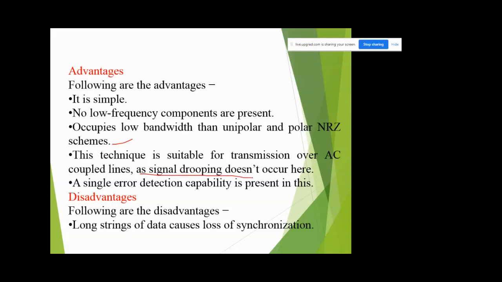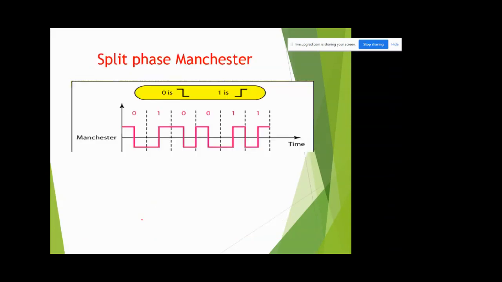This is important. Whatever problems we have seen in the previous patterns, they are overcome here. A signal error detection capability is present in this method. What is the disadvantage here? Long strings of data cause loss of synchronization. That is the only one disadvantage. If there is a long sequence of ones and zeros, loss of synchronization may be possible. This is bipolar NRZ and RZ.